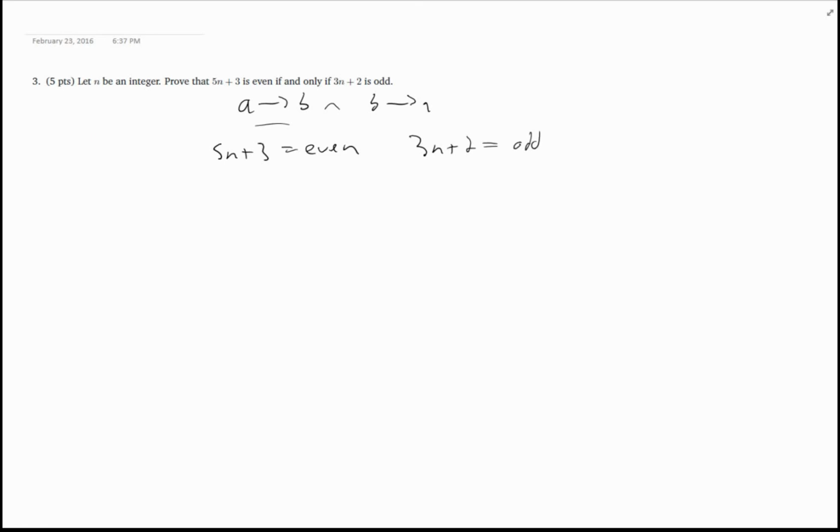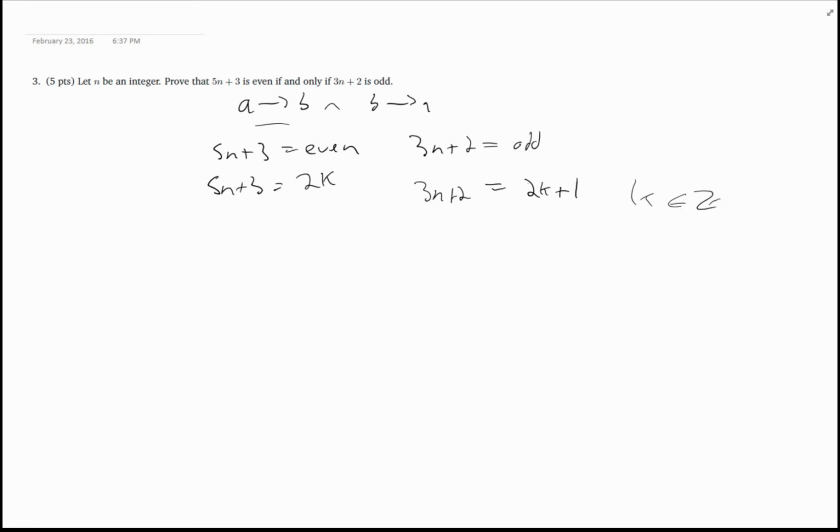Okay, so how exactly do we do that? Prove that 5n plus 3 is even if and only if 3n plus 2 is odd. So you know what? Let's first start by making 3n plus 2 an odd number. Well, how do we make that odd number? Since we know that odd is 2k plus 1, where k is some integer. And that's the same thing over here: 5n plus 3 is equal to 2k. That's the definition of even.